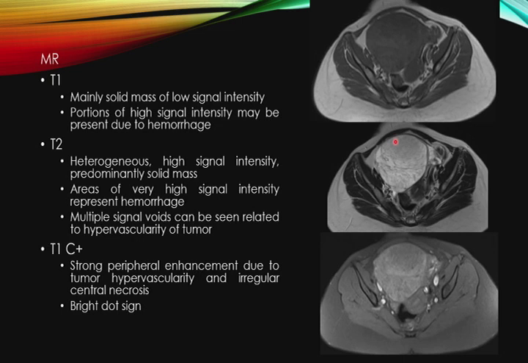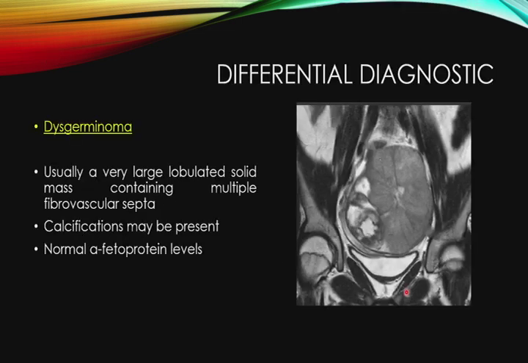On contrast T1, a strong peripheral enhancement due to tumor hypervascularity and irregular central necrosis, and bright dot sign. The differential diagnosis is the dysgerminoma. Dysgerminoma usually is a very large lobulated solid mass containing multiple fibrovascular septa. Calcification may be present, and alpha-fetoprotein levels are normal.